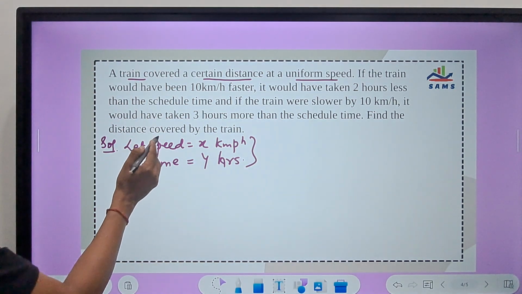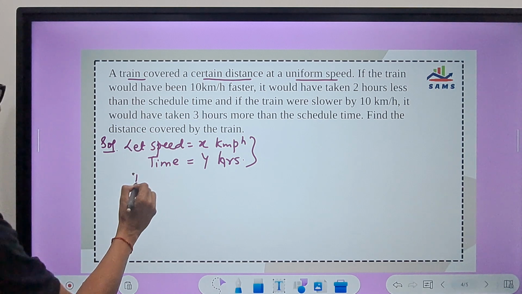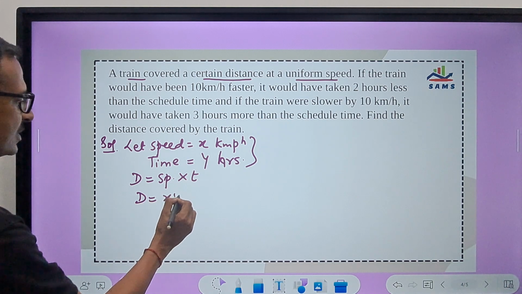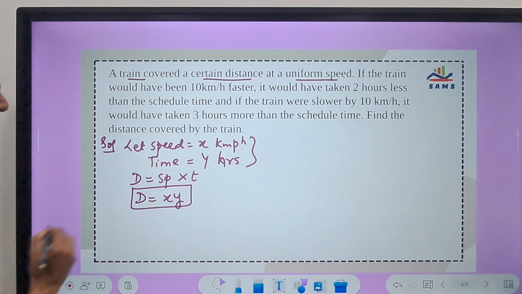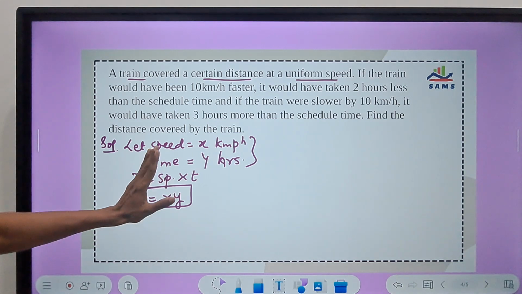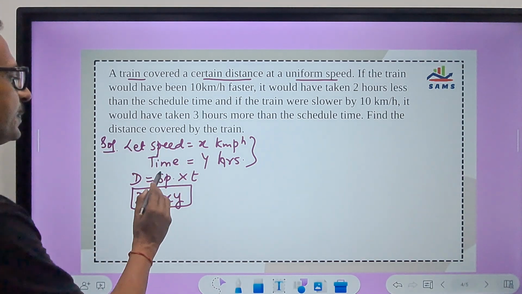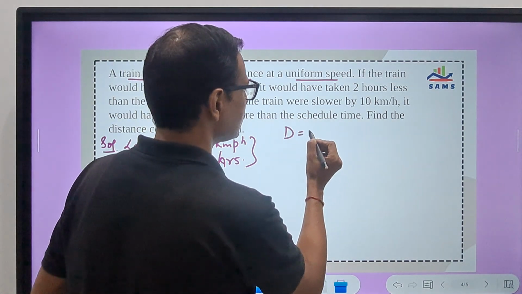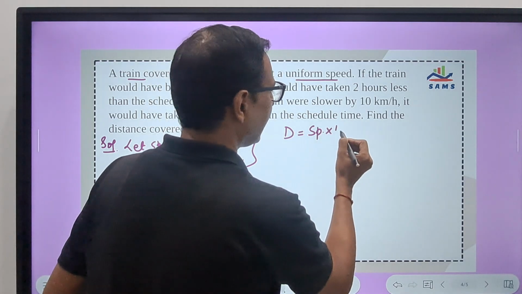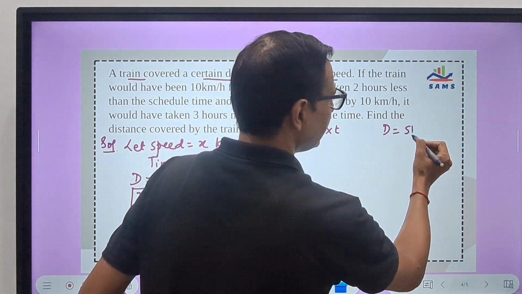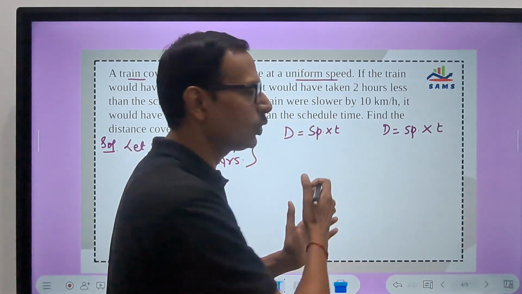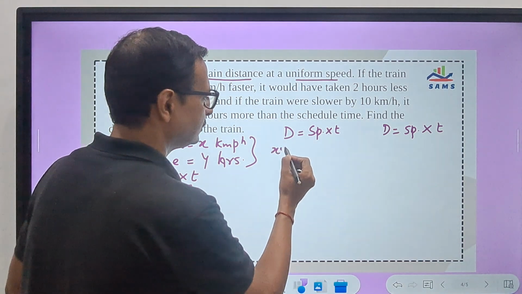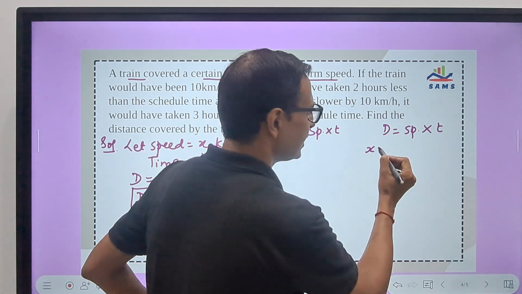Now once I have assumed speed and time, I know that distance is speed into time, correct? So the distance is xy, speed into time. Now this is the distance. I'll come back to this afterwards. Let me formulate the equations first. Now speed into time is distance. Distance is xy. So I'll write here distance is equal to speed into time. I'll write it 2 times. Why I wrote 2 times, I'll just show you. Distance, I already got xy. Here also distance xy.